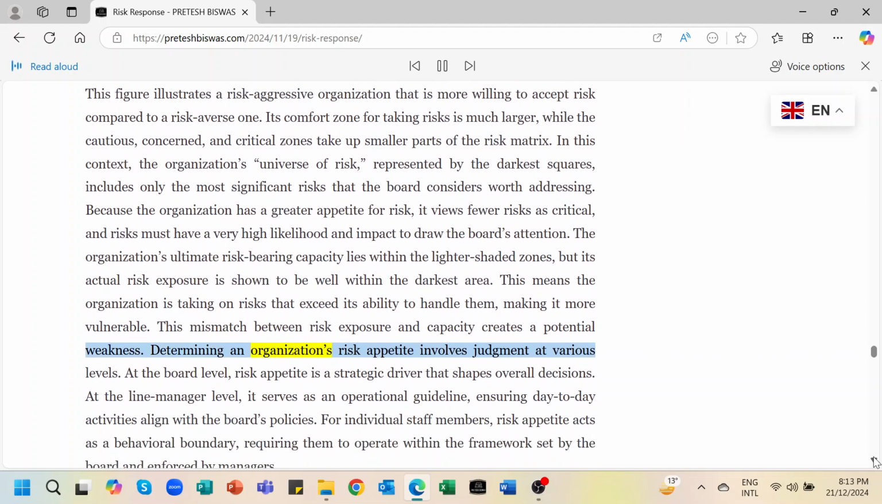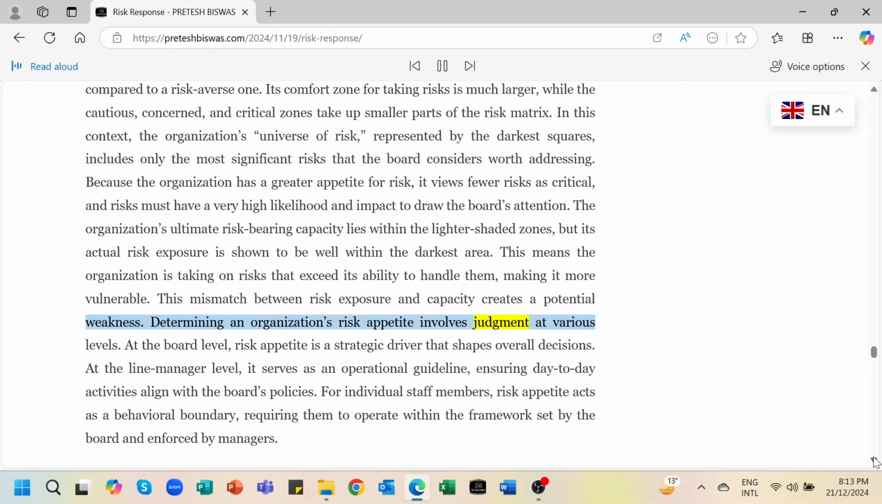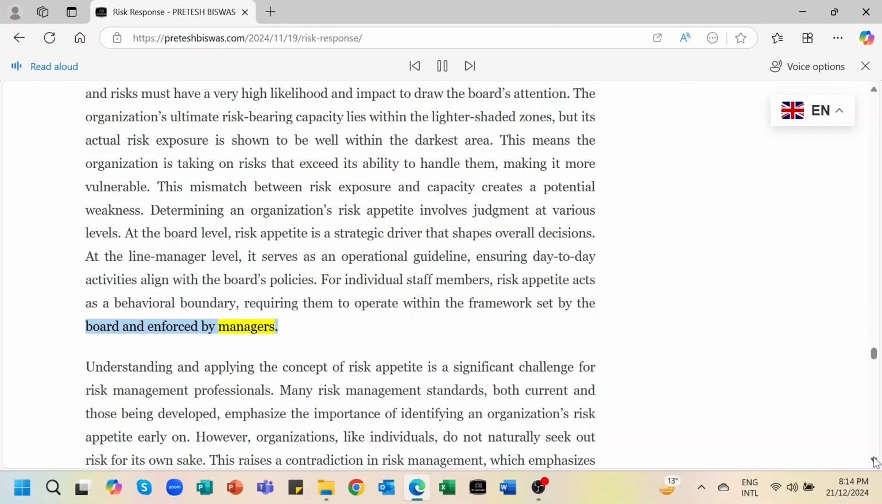Determining an organization's risk appetite involves judgment at various levels. At the board level, risk appetite is a strategic driver that shapes overall decisions. At the line manager level, it serves as an operational guideline, ensuring day-to-day activities align with the board's policies. For individual staff members, risk appetite acts as a behavioral boundary, requiring them to operate within the framework set by the board and enforced by managers.